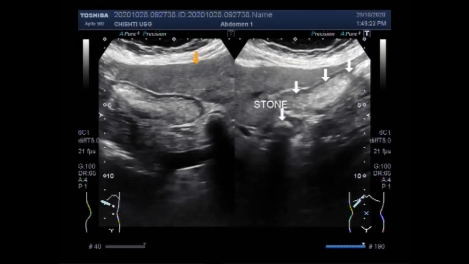Again, you can see the stone and the thick sludge. Stone is impacted in the neck of the gallbladder, while the sludge is seen in the whole length of the gallbladder.